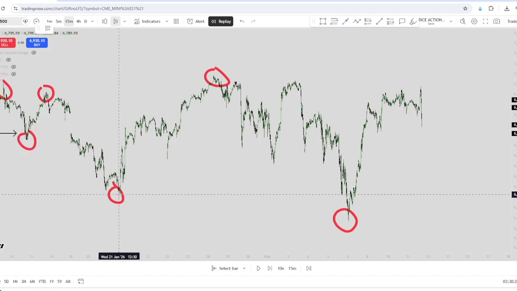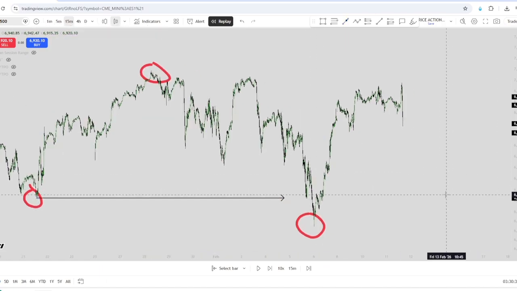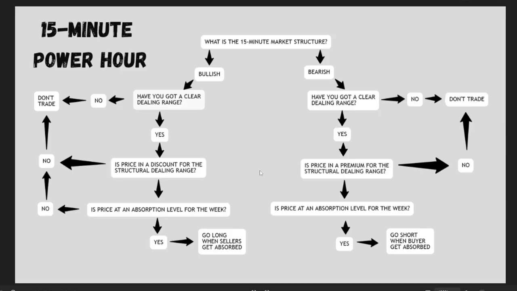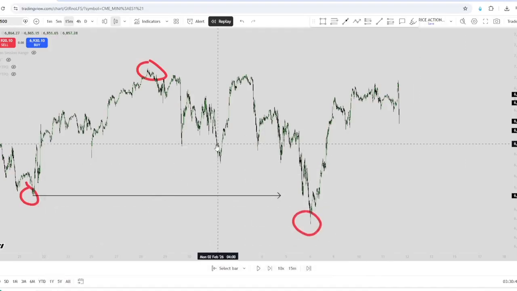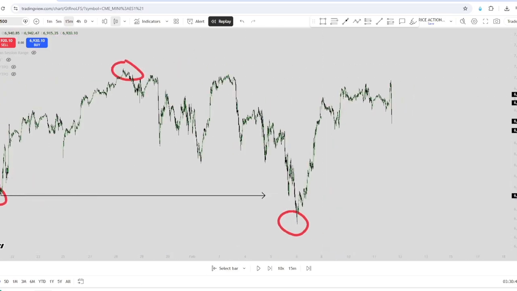So how do I do this? So from here, when we have a structural low over here, this is our structural low, right, from here. So here's a structural high, here's a structural low. So when we go back to our friend over here, what is next? So what is the 15-minute market structure? So we are bearish. And the reason we're bearish is because we've had a break of the low. So this is our bearish market structure, right? That is kind of step one.